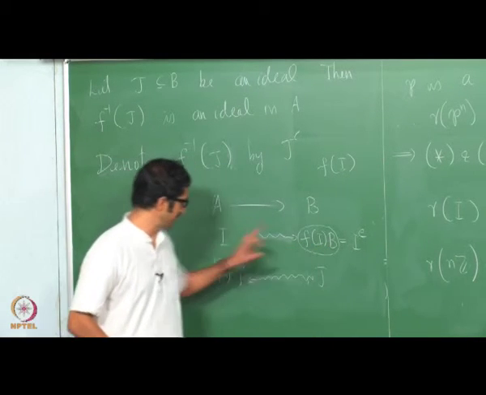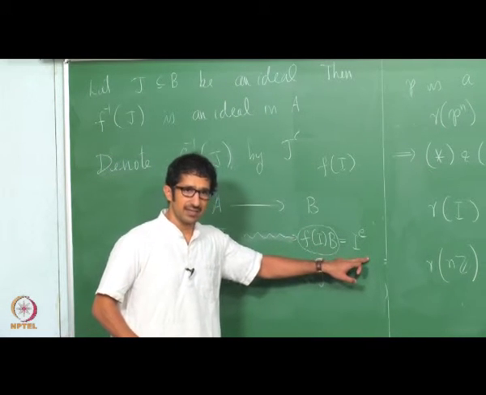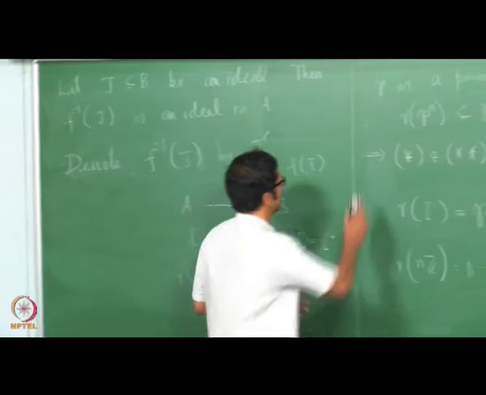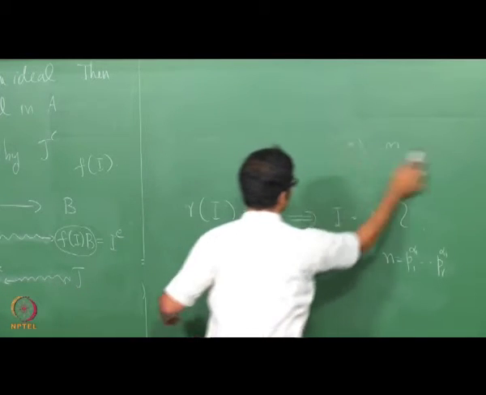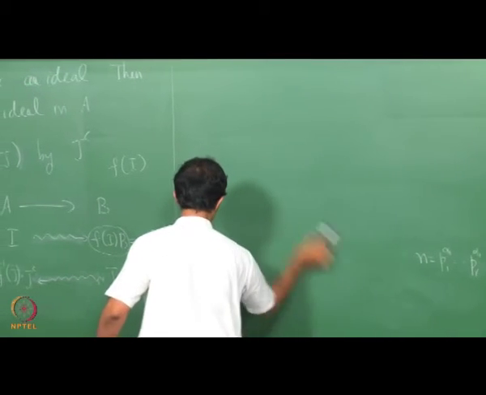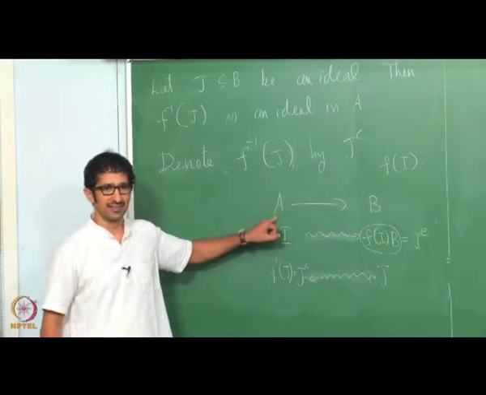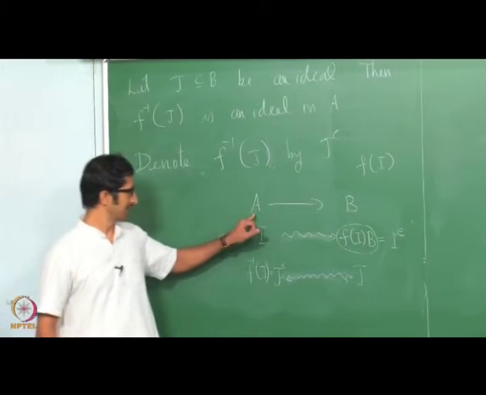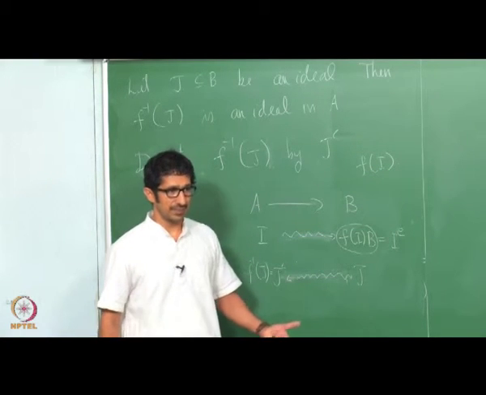I look at this connection between ideals here and ideals there. I goes to I extended, and J goes to J contracted. That's the natural question, right? We have two ways of moving. One, I start something here, go there and come back. What do we get? Similarly, I start with an ideal here, come back here and then go back again, extend it. Do you get the same ideal?